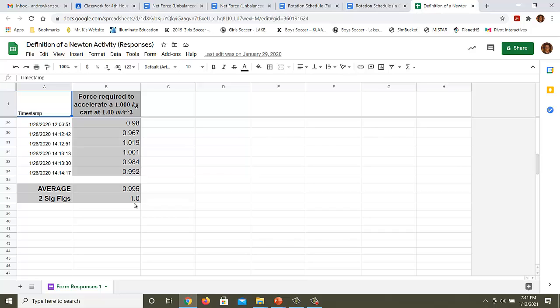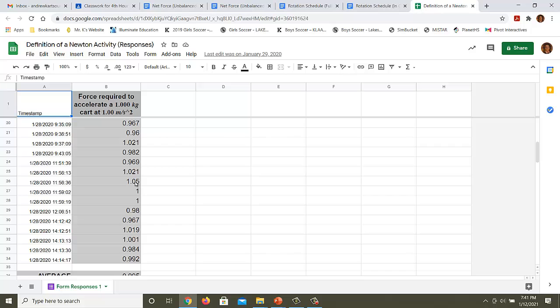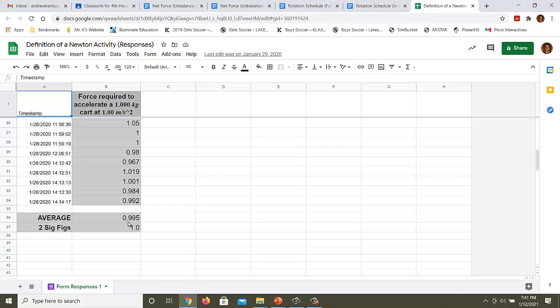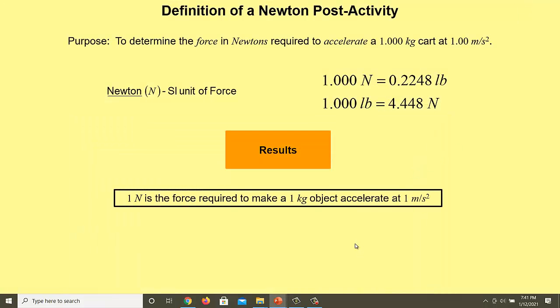That's interesting. And everybody's was pretty close to that too. There weren't really much of an outlier here. A couple of hundredths here and there, close to one. So our average here is about 1.0. So it appears that it takes about 1 Newton to make a 1 kilogram object accelerate at 1 meter per second squared. And in fact, that's why physicists decided to make the Newton the size that it is.